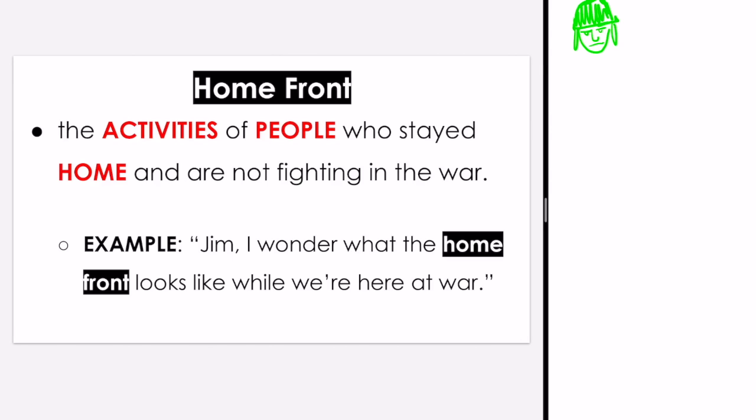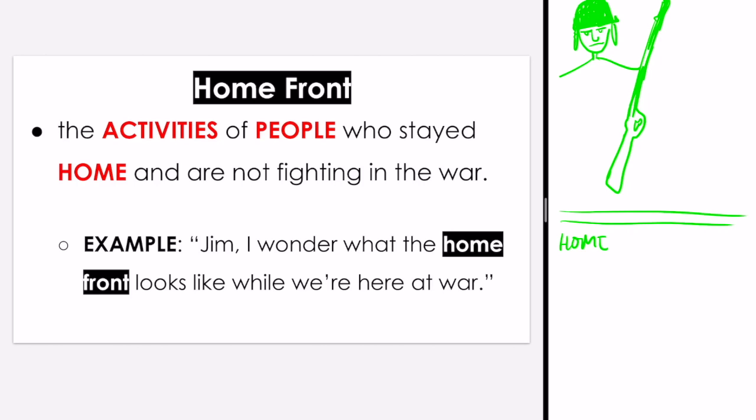Now, Jim is saying, I wonder what the home front looks like. So that means Jim is not home, but rather he's where? Probably at war. So, here's Jim. Let's give him a little rifle. Yep. There. Cool. So that means this is Jim. He's at war. And he's wondering what the home front looks like.